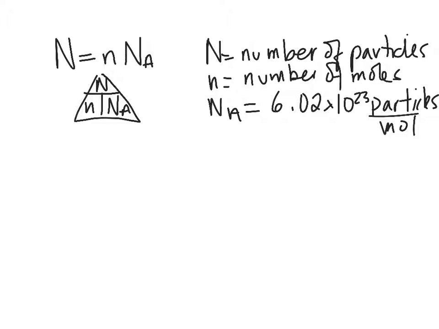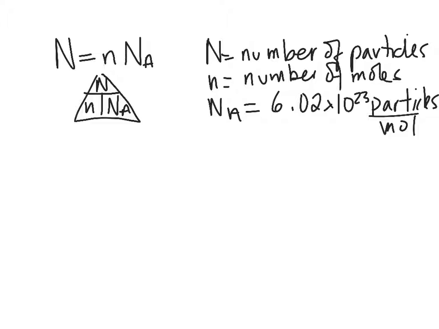So if I want to find small n, I will cover up small n. The position of the other 2 letters tells you the math. It's going to be big N divided by Na. If I want to find the number of particles, I cover up big N. My formula is small n times Na. Okay? So that triangle helps you figure out number.